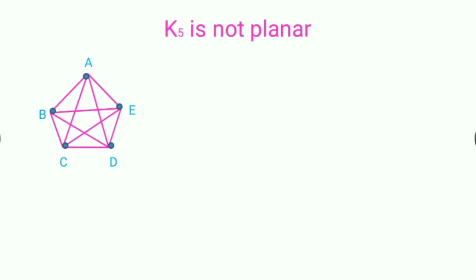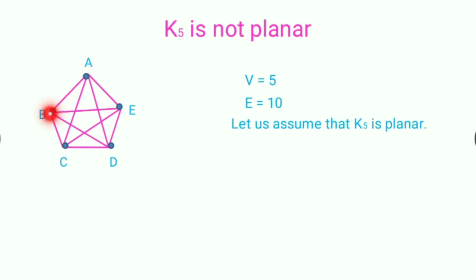So the next example: K5 is not planar. I have already explained this diagrammatically, so mathematically we'll prove that K5 is not planar. Here you can see the number of vertices. How many vertices are there? 1, 2, 3, 4, 5. So there are 5 vertices and 10 edges.